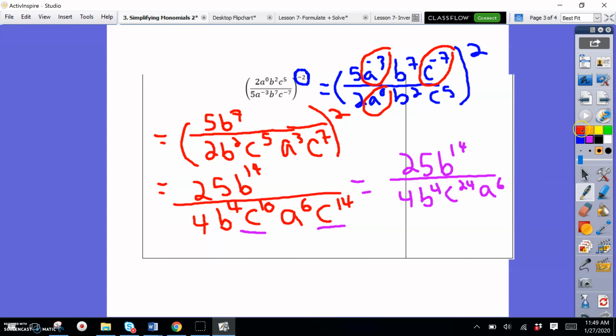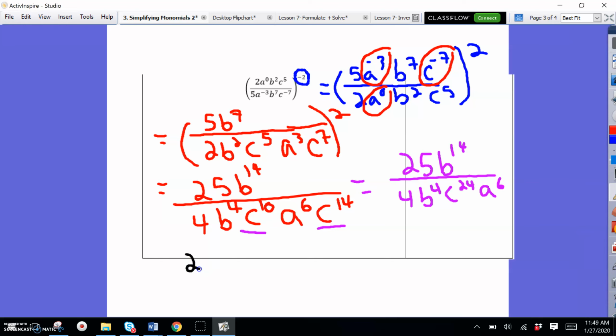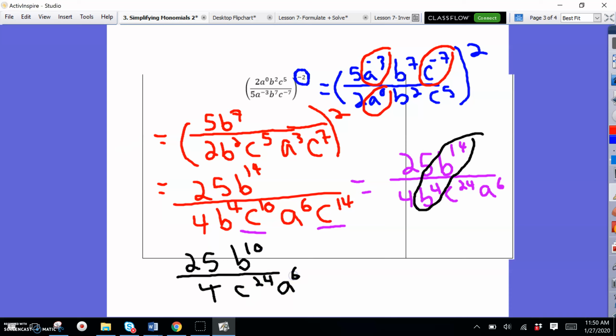And then let's go ahead and divide now. 25 over 4 does not simplify, right? But the b's do. B to the 14th divided by b to the 4th is just going to be b to the 10th. And then c to the 24th is going to be on my denominator, and a to the 6th is also on my denominator, sorry about that.